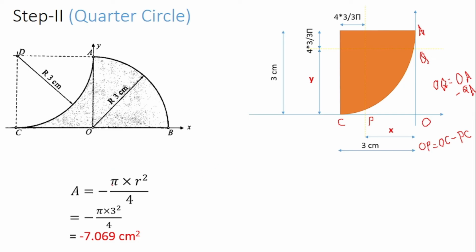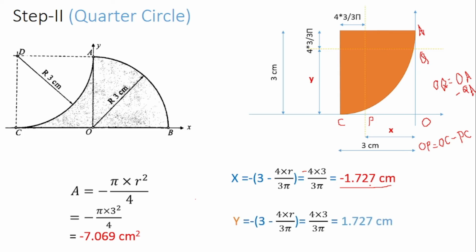Area is equal to minus pi r square divided by 4. R is equal to 3 centimeters. So we will get the area is equal to minus 7.069. Now the value of x bar. As we have discussed, total distance minus this CP: 3 minus 4 into r divided by 3 pi. The sign is negative because it is on the x side and it is in the second quadrant. So 4 into 3 divided by 3 pi, so we'll get the value equal to minus 1.727.